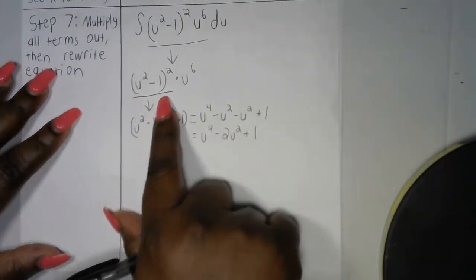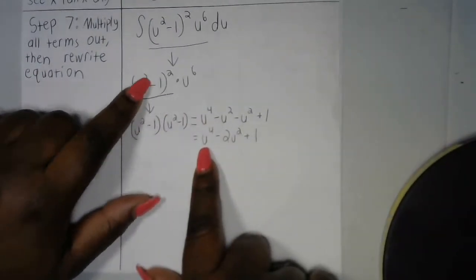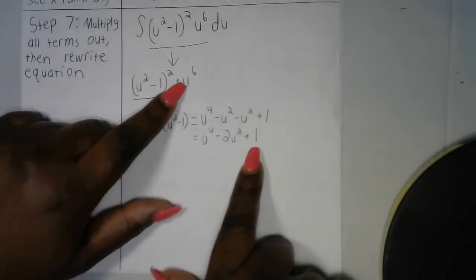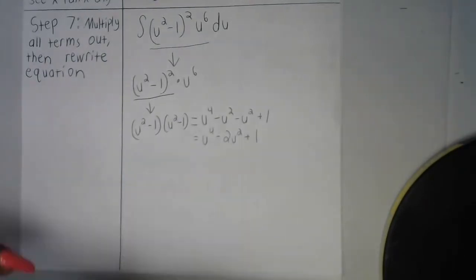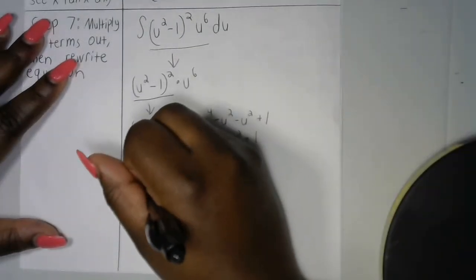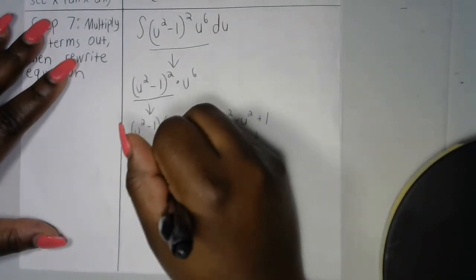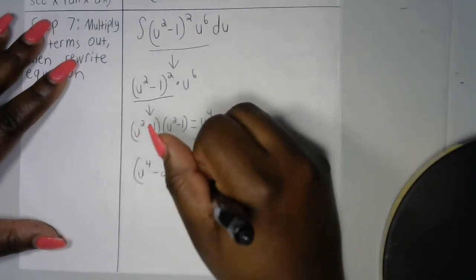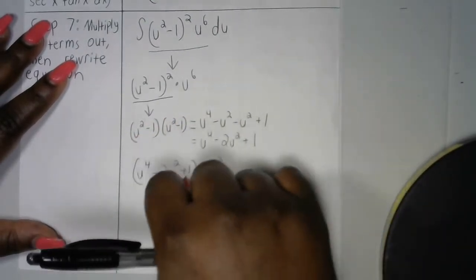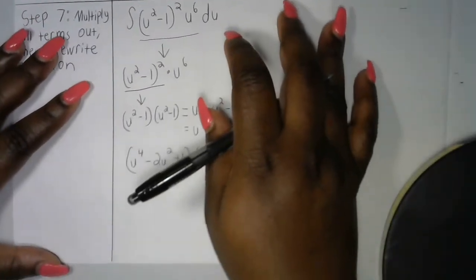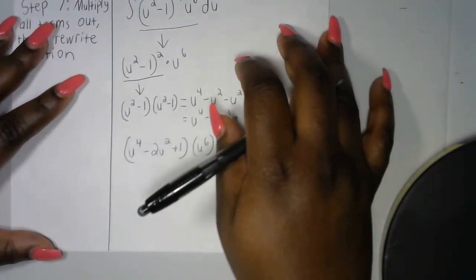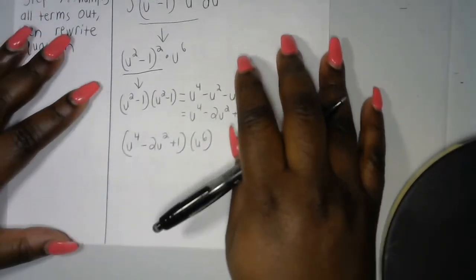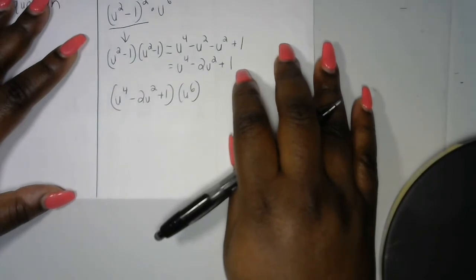So now that we have this, and we established that u squared minus 1, this whole thing squared, is equal to this, let's take this and multiply it by u to the 6th in order to multiply all the terms out completely. So u to the 4th minus 2u squared plus 1 times u to the 6th. Let's just use the distributive property to do that whole thing.